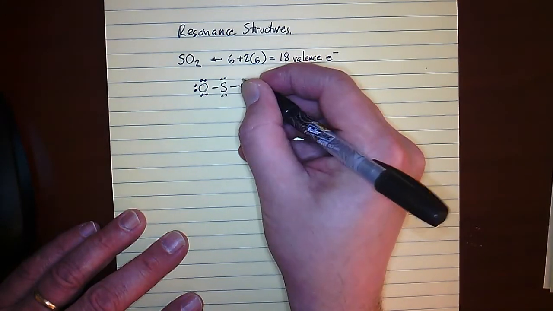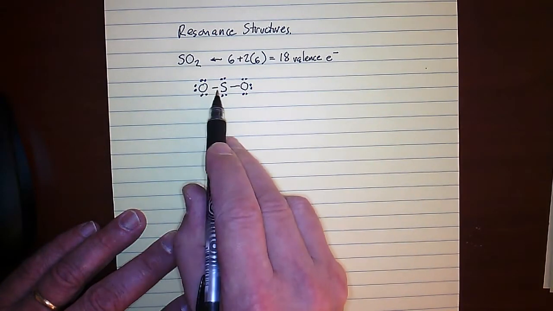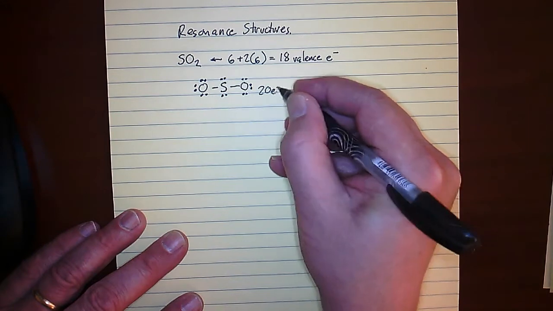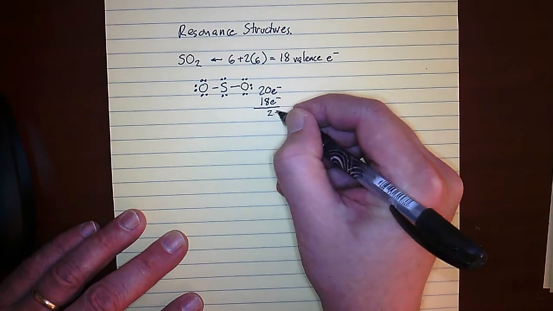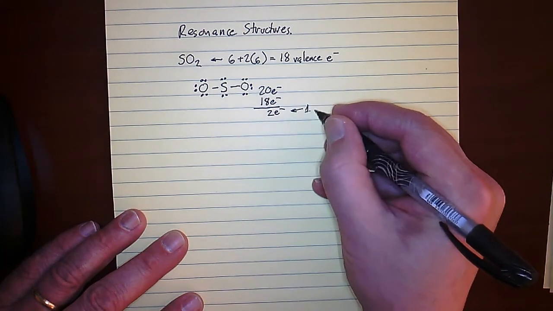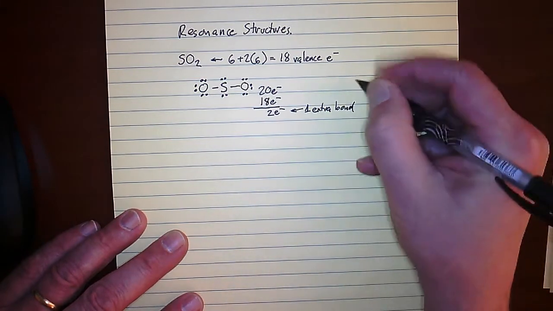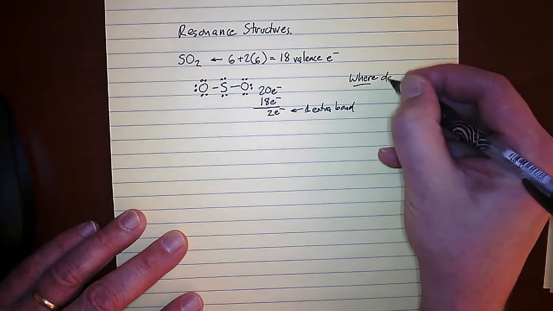If we do this, you will see that we have 2, 4, 6, 8, 10, 12, 14, 16, 18, 20 electrons. We only have 18 valence electrons to actually play with, which means that's 2 electrons too many, which means that we need 1 extra bond. So the question is, where does the extra bond go?